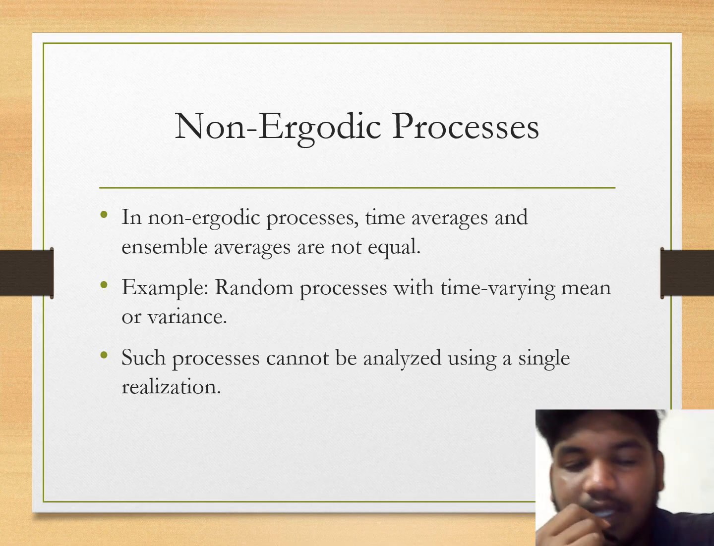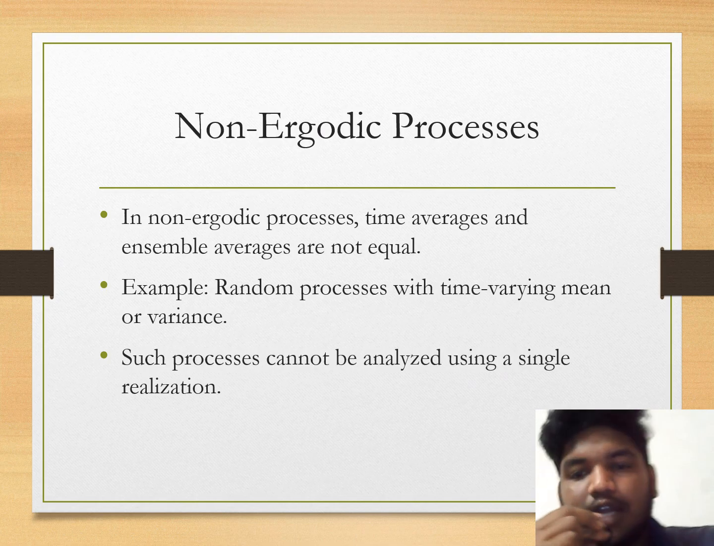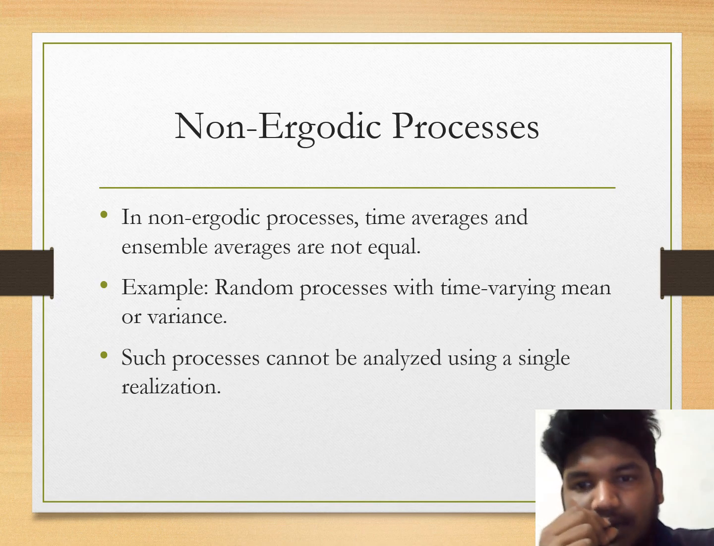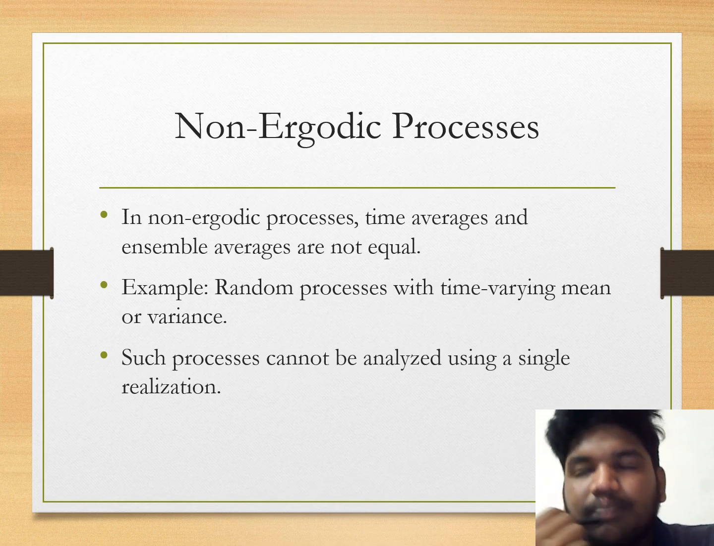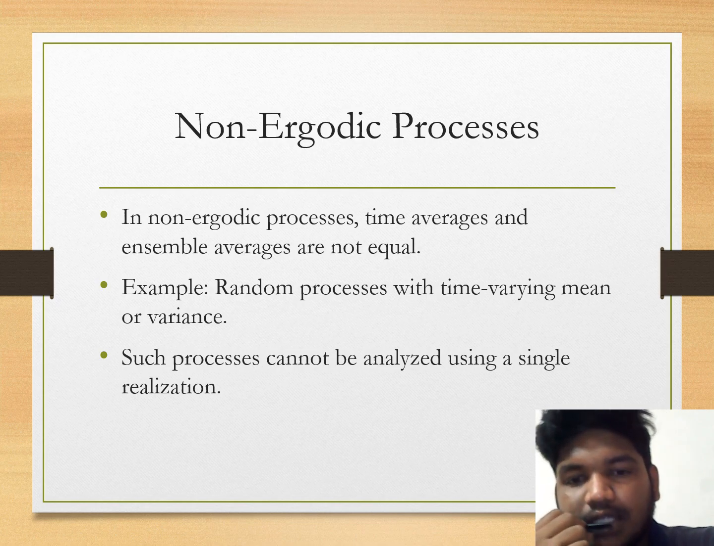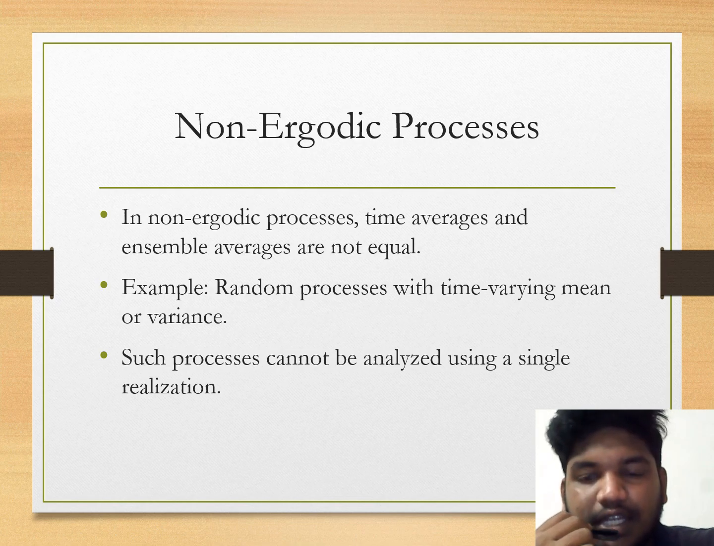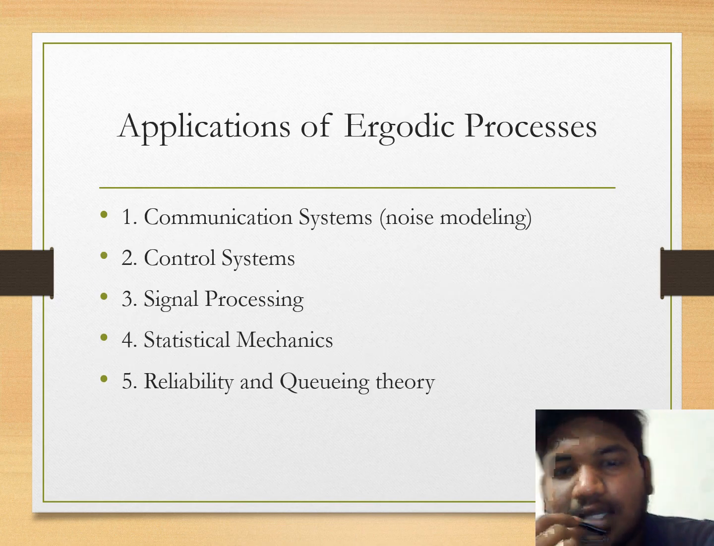Non-ergodic process. Before, I was saying that an ergodic process means the time average is equal to the ensemble average. Now I am going to talk about the non-ergodic process. It means the time average is not equal to the ensemble average, then it is called a non-ergodic process. Such a process cannot be analyzed using a single realization.